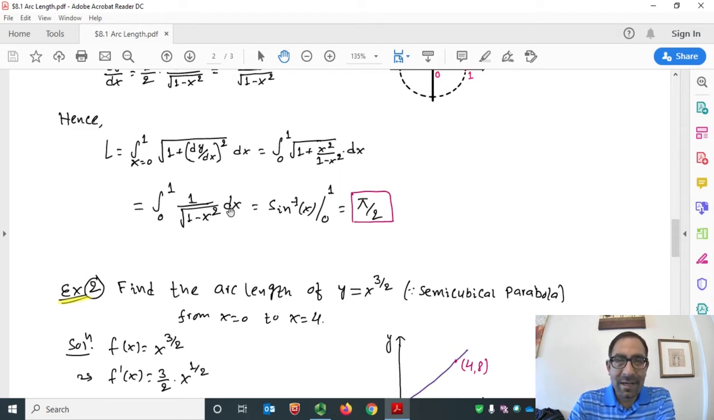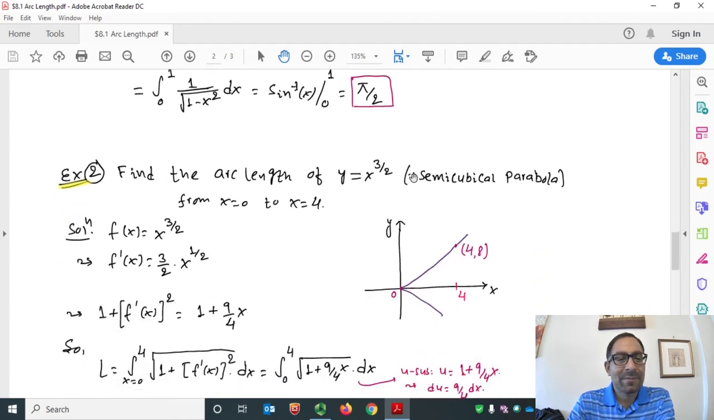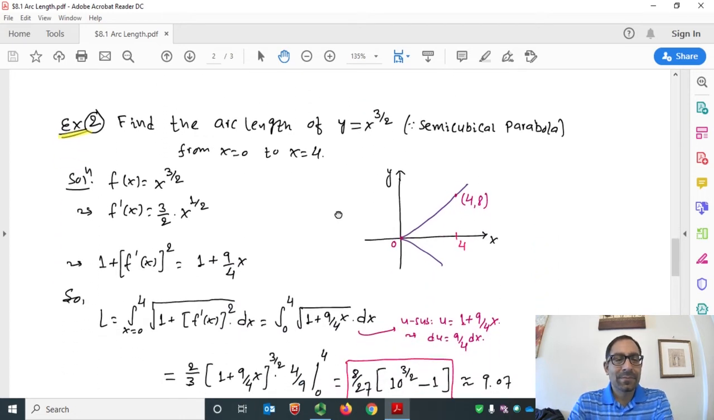Take the antiderivative. The antiderivative of 1 over radical 1 minus x squared is simply sine inverse x. And put the limits x equals 0 to 1. Sine inverse 1 becomes pi over 2, and sine inverse 0 is 0. So the answer is pi over 2. Great. Let's move on. Example 2.